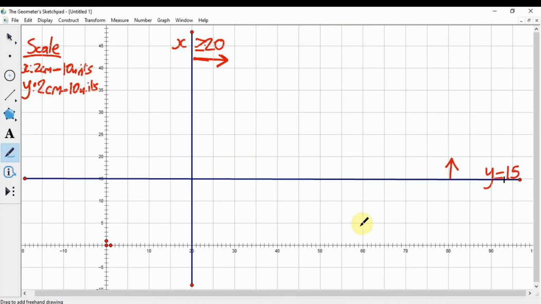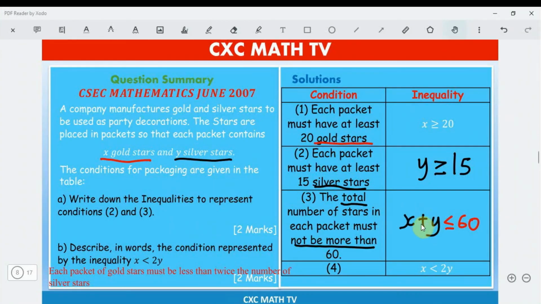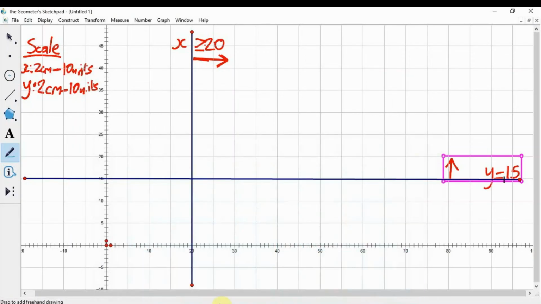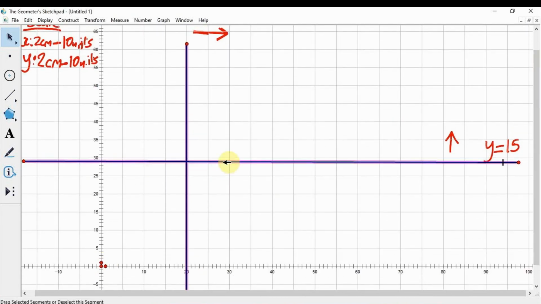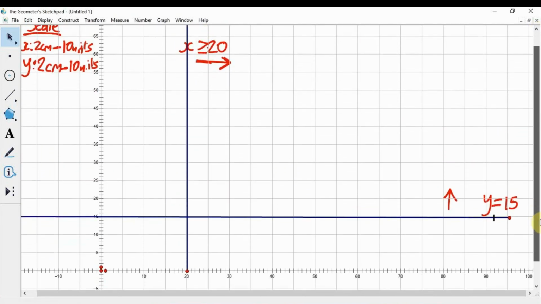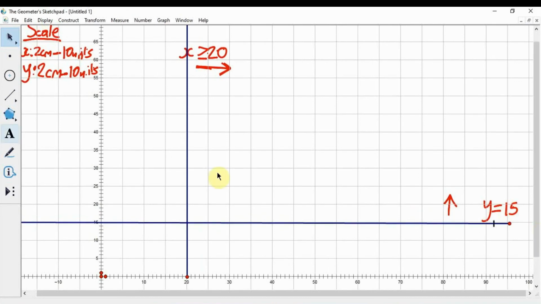Now the next thing that we need is that x plus y is less than or equal to 60. I'm just going to bring this down a little bit. I have everything in place, and now we're going to draw the line x plus y equal to 60. So you put a dot on 60 on the x and a dot on 60 on the y and connect them, and that is the line x plus y equal to 60.